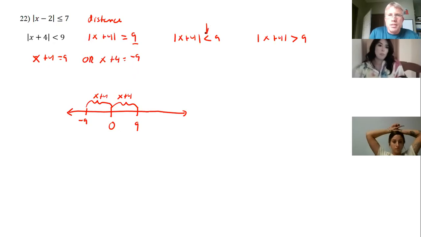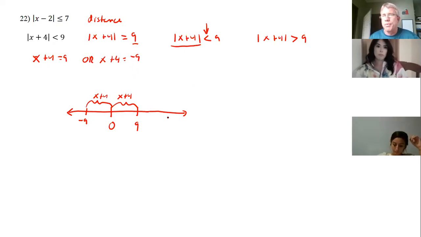when you look at this, you're asking a different question. This is saying, I want the distance from 0 to be less than 9. Right? That's the less than symbol. I want the distance from 0 to be less than 9 units.